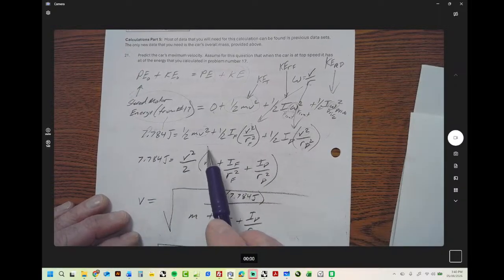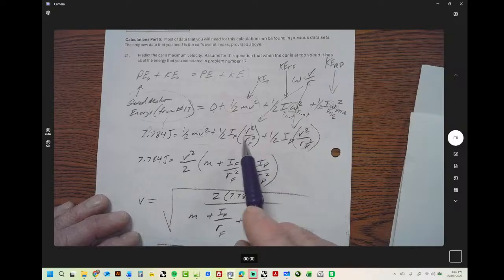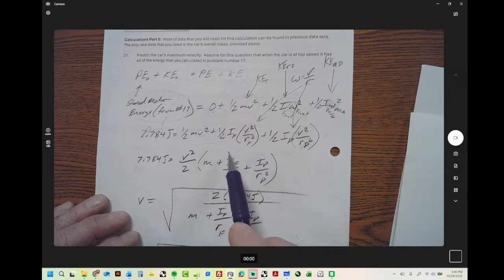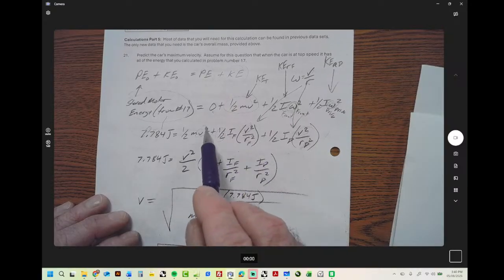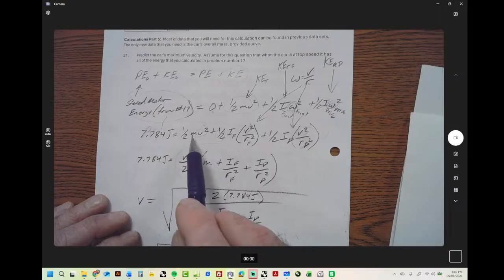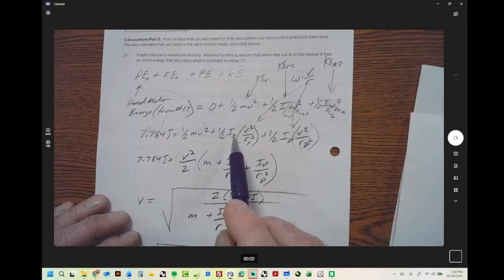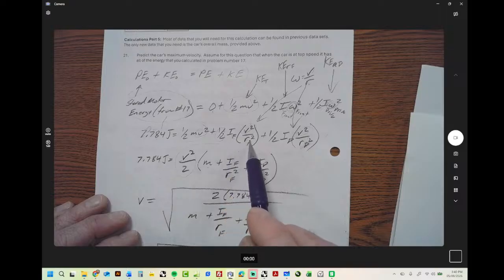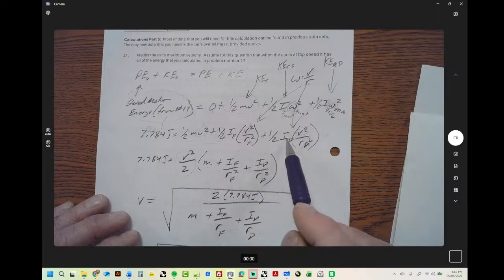So there's my big formula. What am I doing? I'm factoring out. Everything has a 1/2 v squared in it. So the 1/2 mv squared, if I factor out the 1/2 v squared, put it over here, v squared over 2, then this just becomes m. This becomes the moment of inertia of the front wheels over the radius of the front wheels squared. This becomes the moment of inertia of the drive wheels divided by the radius of the drive wheels squared.